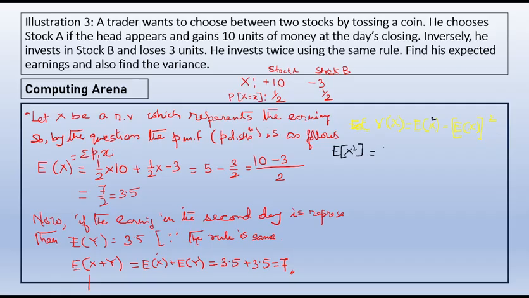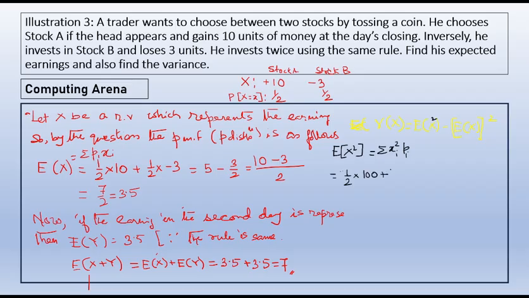So that is equal to, the formula is summation of x i square multiplied into p i. Products are commutative. For the first one, you see the probability is half, so p remains the same. x i square is 10 square, and 10 square is 100.